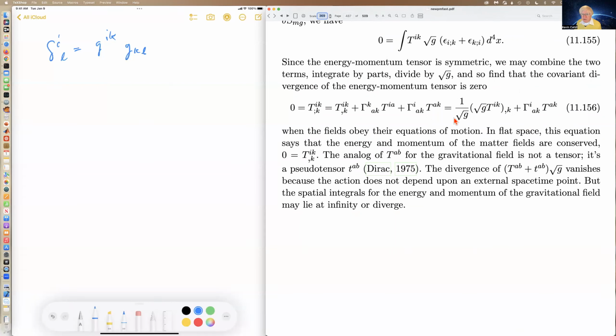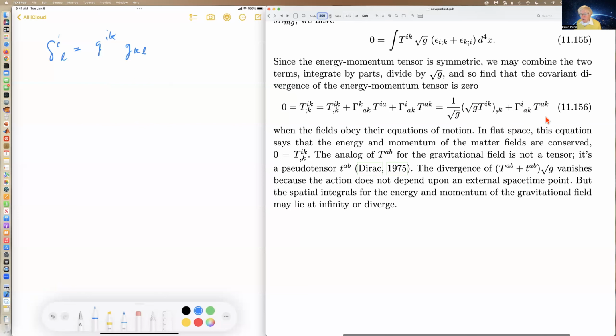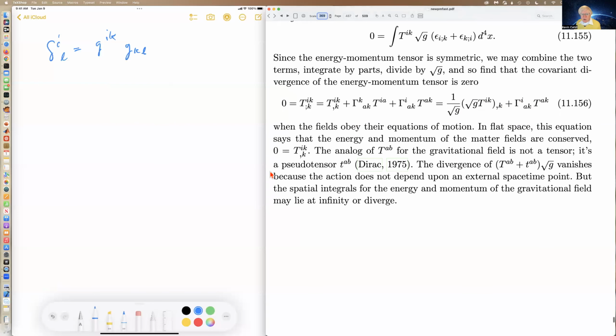Certainly in the class notes. In the absence of gravity, that is to say, in flat space, this equation, the gamma vanishes, and this equation is just that the 4-divergence of T^{ik} vanishes.